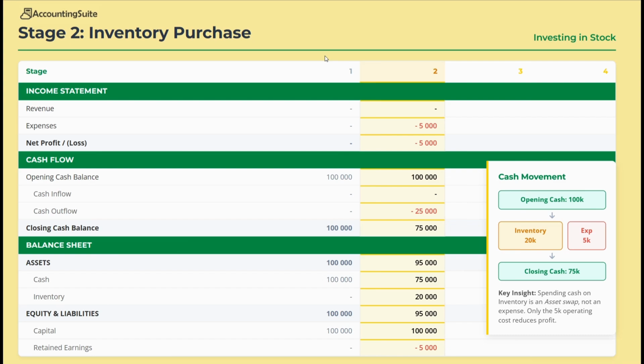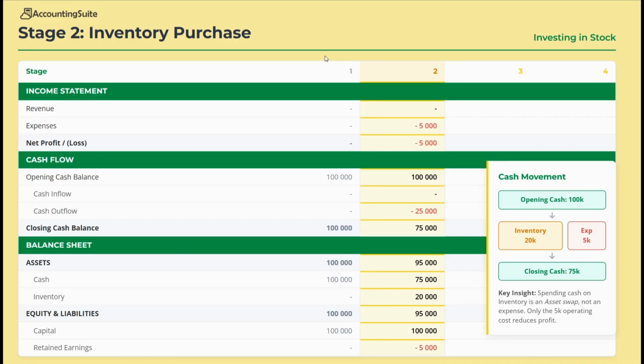Now let's see how this affects the balance sheet. First, the loss of $5,000 reduces equity. Equity decreases from $100,000 to $95,000. Next, we look at assets. Originally, we had $100,000 in cash. After the transactions, cash decreases to $75,000. Inventory appears as a new asset. Inventory equals $20,000.